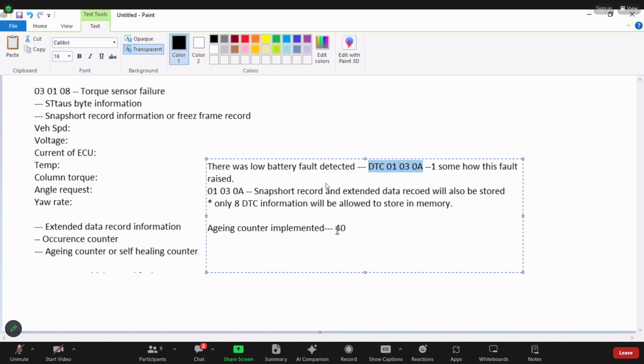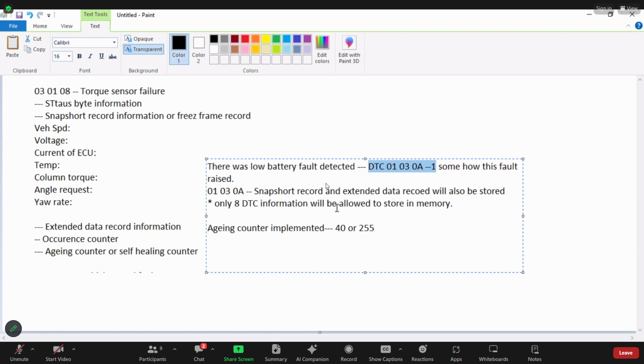For some projects, 40 is the limit. Some projects are implementing 255. If the aging counter value reaches 40, or in some projects it can be 255, then this DTC related information will be automatically erased from the memory. Understood?